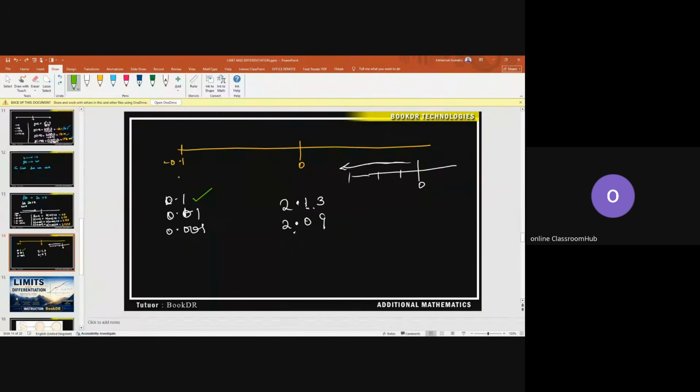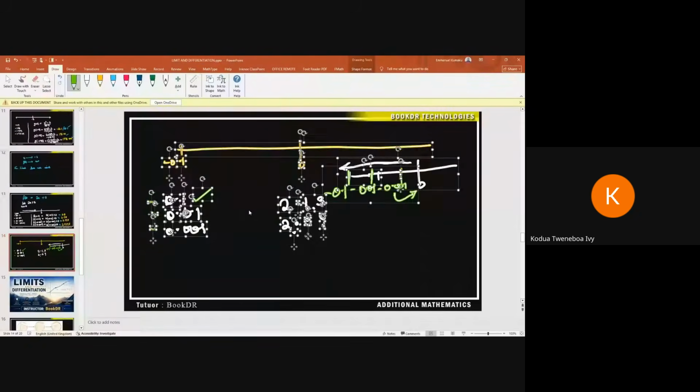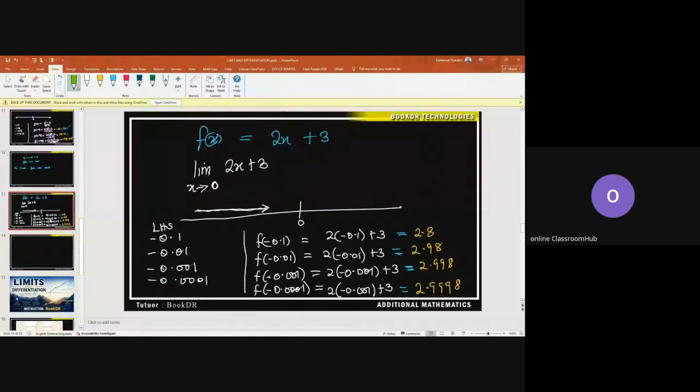So if I want to place these numbers on a number line, and if they are all negative, then the 0.001 should come first, followed by 0.01, then followed by the 0.1. And that's why we say this one is closer to the 0 than the rest. Thank you. Are you okay? Yes. Good. So we are done with the left-hand side of the 0.